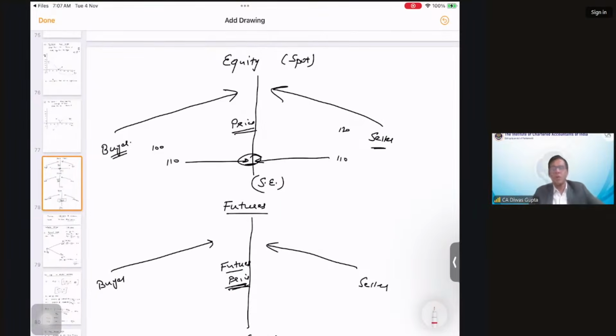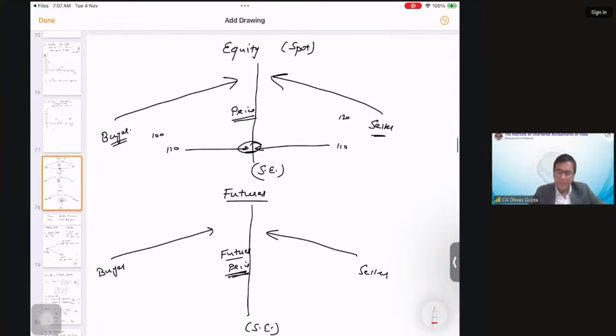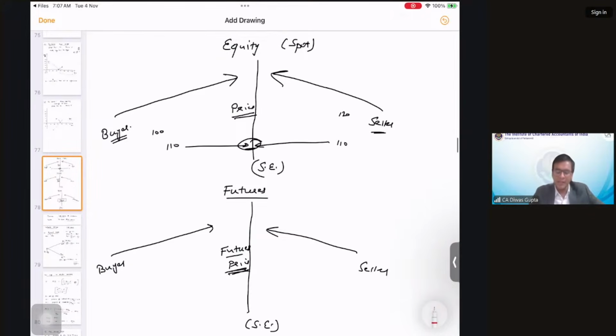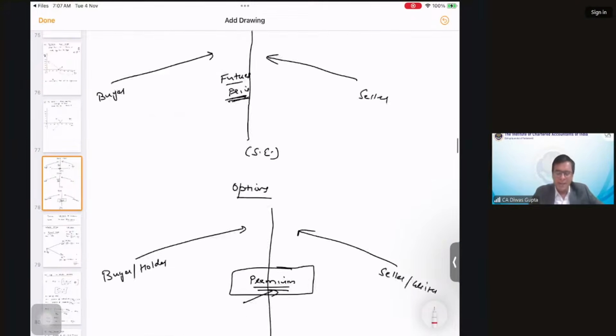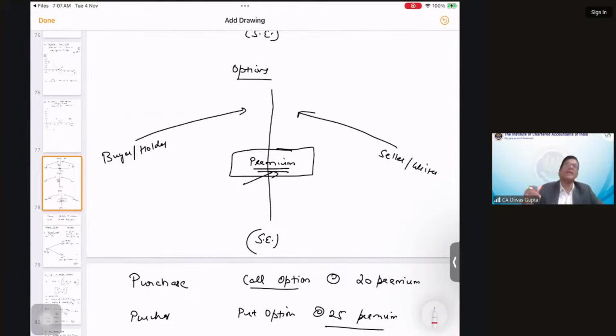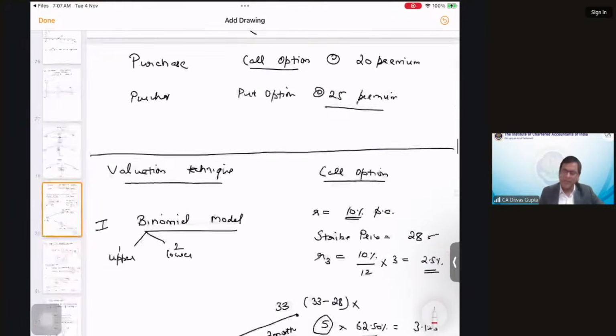Okay. Now, if we have discussed this, how practically in the equity market the buyer and seller will deal, that is on a price. Similarly, on futures and options, the trading is happening at the rate of premium, because the premium is the price of that option, right?